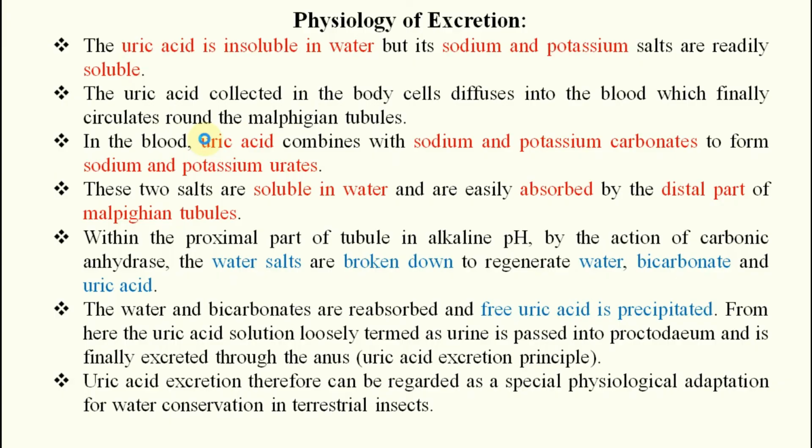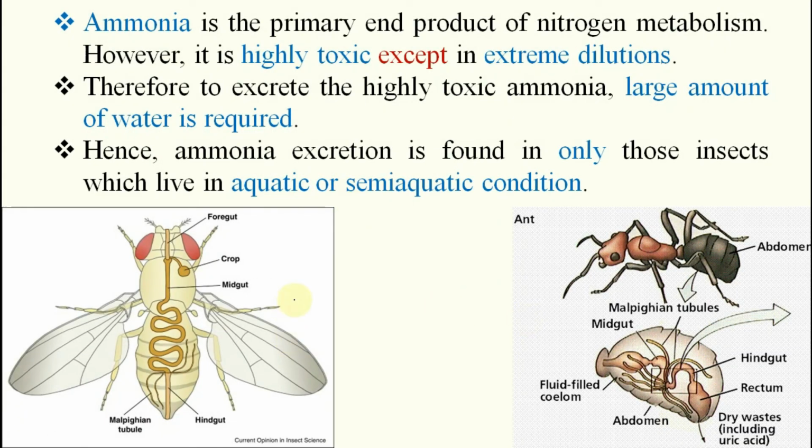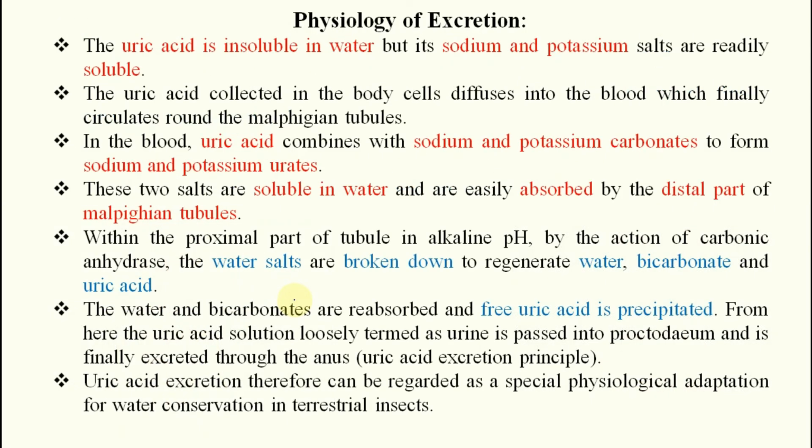As in the Malpighian tubule, you see, Malpighian tubule is there in the body cavity, in the haemolymph. In the blood, what will happen? You see, this uric acid will be there. Where? In the blood, the waste product will be there, which is insoluble in water. Uric acid is insoluble in water, but the sodium and potassium salt, okay, they are readily soluble in water. Understood?